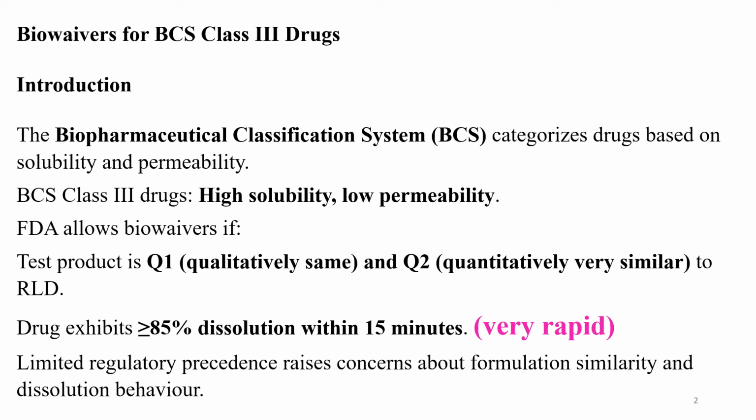Biowaivers are granted for BCS class 1 and 3 drugs. BCS class 3 drugs have high solubility and low permeability. The FDA and other regulatory authorities grant the biowaiver for immediate release formulations containing BCS class 3 drugs if the test product has qualitative and quantitative similarity with the reference formulation. The qualitative composition similarity is called Q1 similarity, and the quantitative similarity is called Q2 similarity.